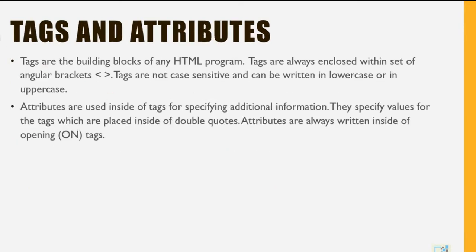Now let us talk about what is the difference between a tag and attribute. Tags are the building blocks of any HTML program. Tags are always enclosed within a set of angular brackets. Tags are not case sensitive and can be written in lowercase or in uppercase. Attributes are used inside of tags for specifying additional information. They specify values for the tags which are placed inside of double quotes. Attributes are always written inside of the opening tags. So attributes are basically part of the tag and they help the tag. So attributes are written inside of a tag. Always remember, we cannot write any attribute without writing the tag.